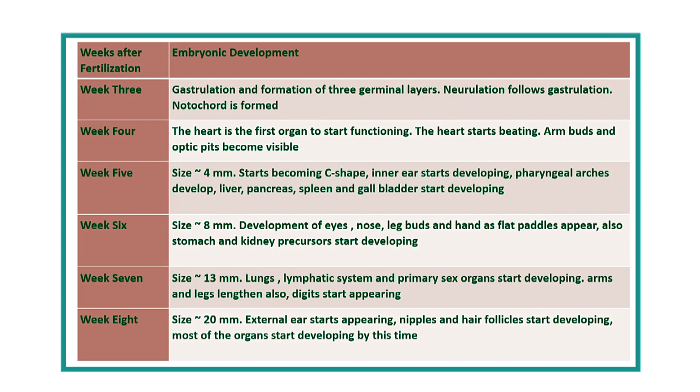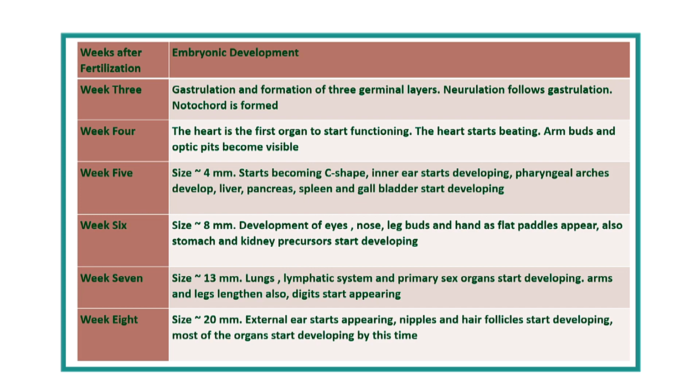Next will be the detailed embryonic development. Week 3: gastrulation and formation of the three germ layers. Neurulation follows gastrulation, and the notochord is formed. In week 4, the heart is the first organ to start functioning. The heart starts beating. Arm buds and optic pits become visible.